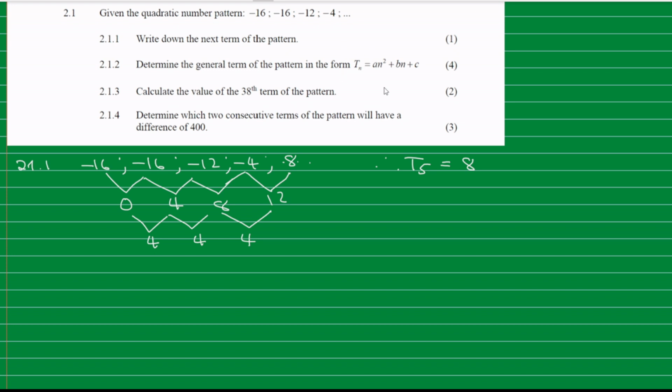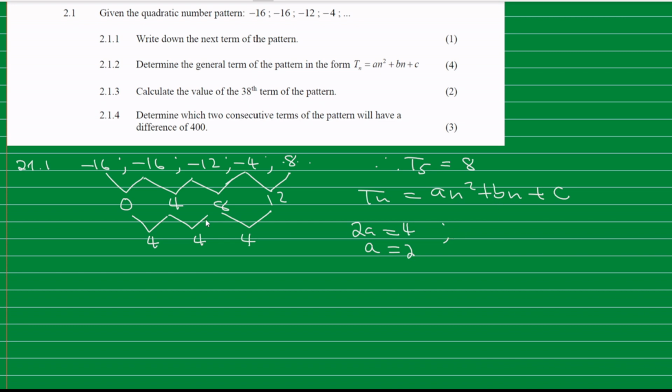Now our general term is Tn is equal to an squared plus bn plus c. So general term means we are calculating a, b, and c. So let's calculate that one. Actually, let us go straight into finding our a. So how do we find a? A, we equate it to the second difference. So our 2a is 4. Okay, so this gives us a is 2.